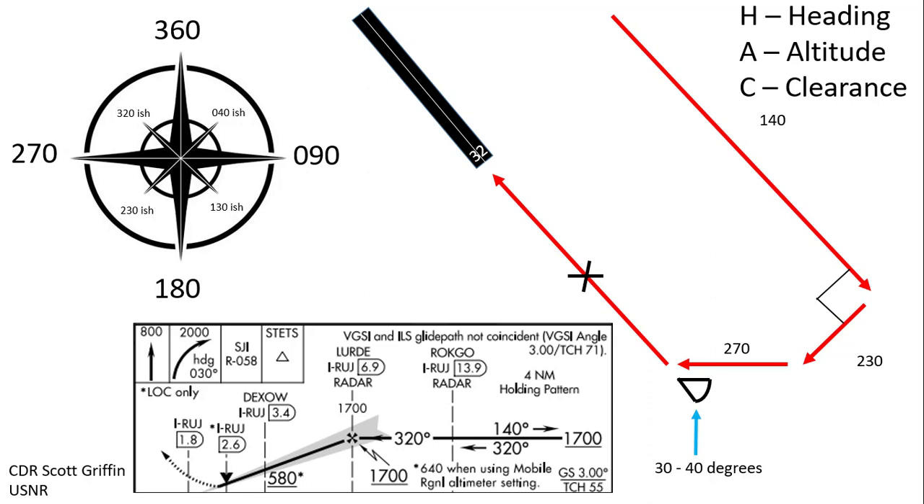Now, why didn't I read back all that other stuff, the ILS, 32, cleared to blah, blah, blah? Because I'm not required to as the pilot. The air traffic controller legally has to read me the approach I have to shoot. But in your airplane, you've already got that approach dialed up. All you have to say is 270, 1,700, cleared approach.